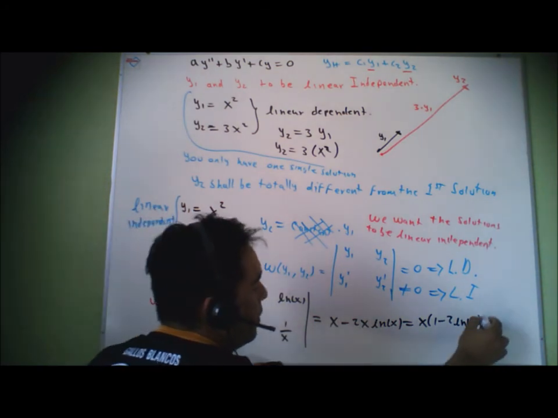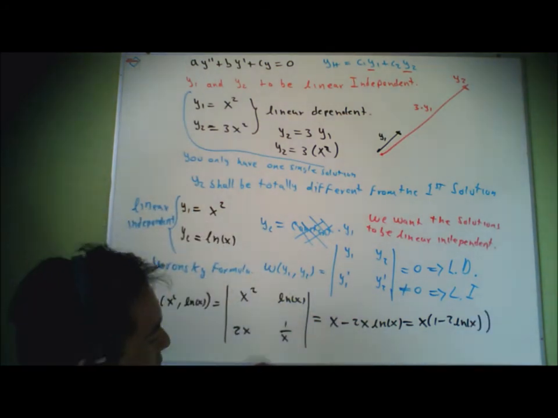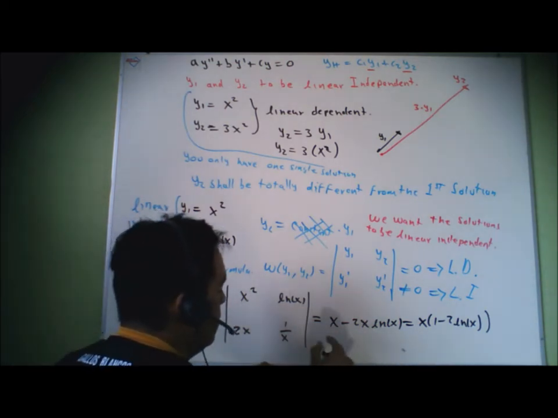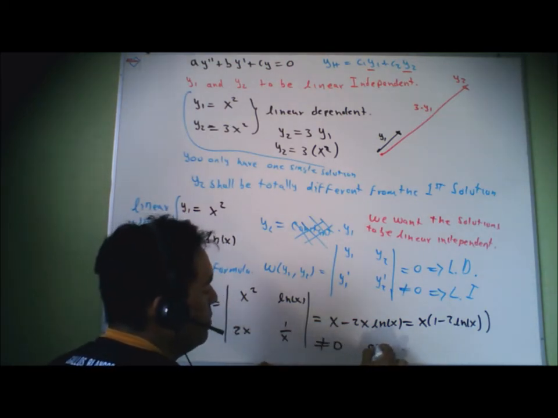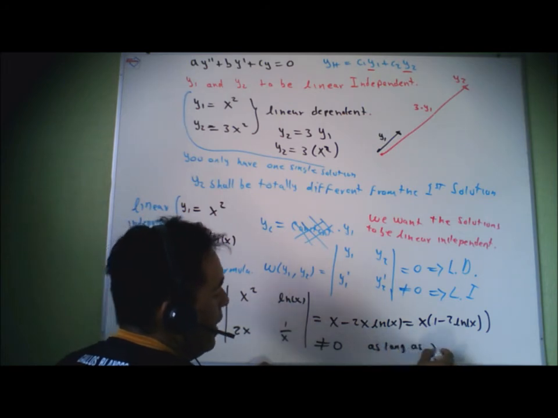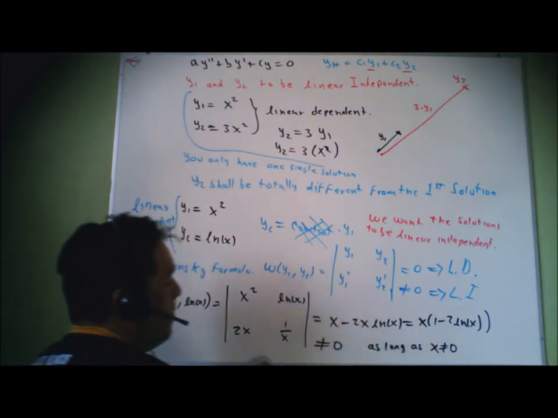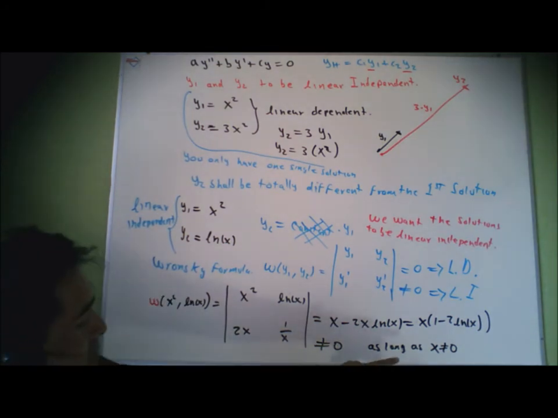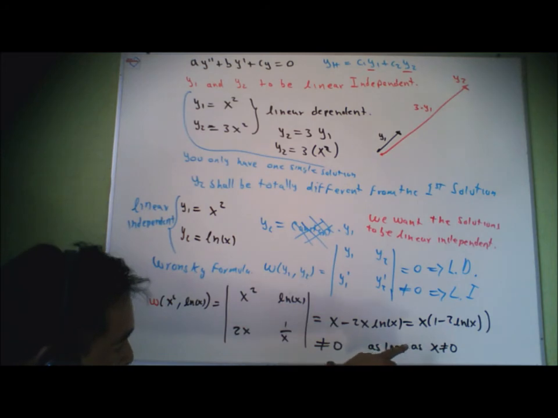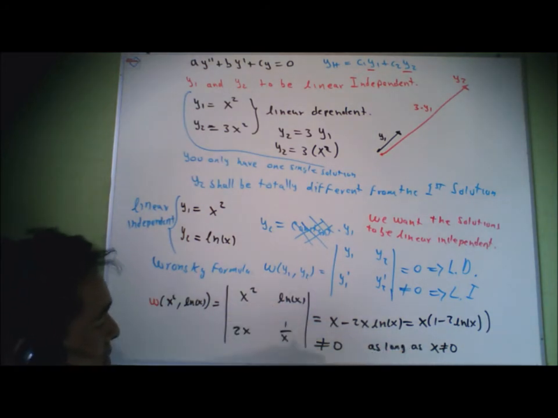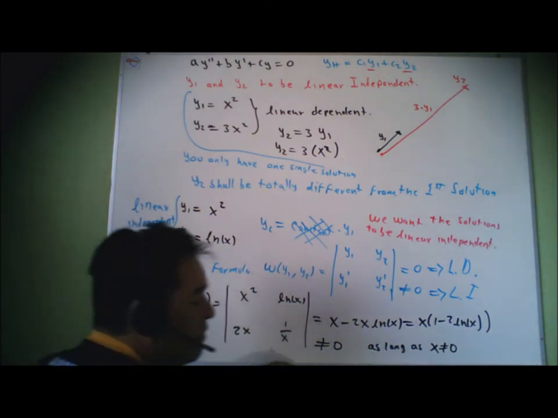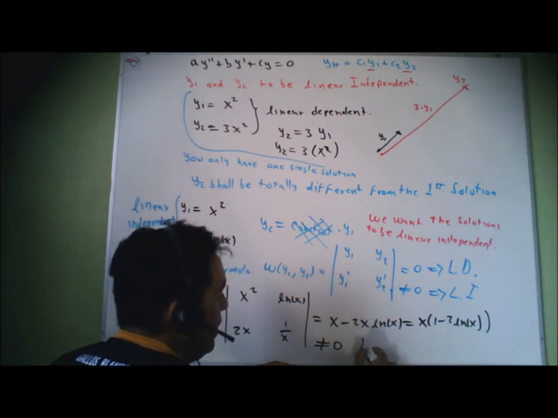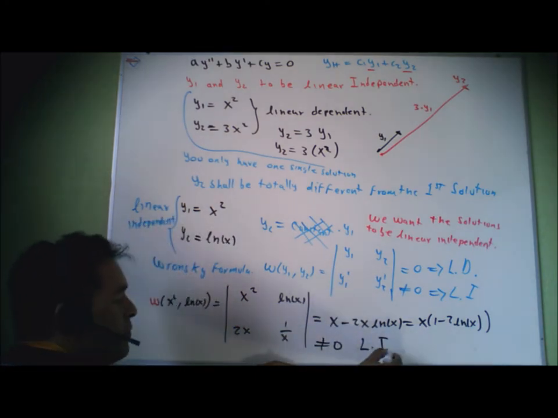There is no way this could be 0, except at perhaps a single point. It is different from 0 as long as x is different from 0, and because it could be 0 at just one single point, for the majority of values it is different from 0. Because of that, this set of solutions is linearly independent.